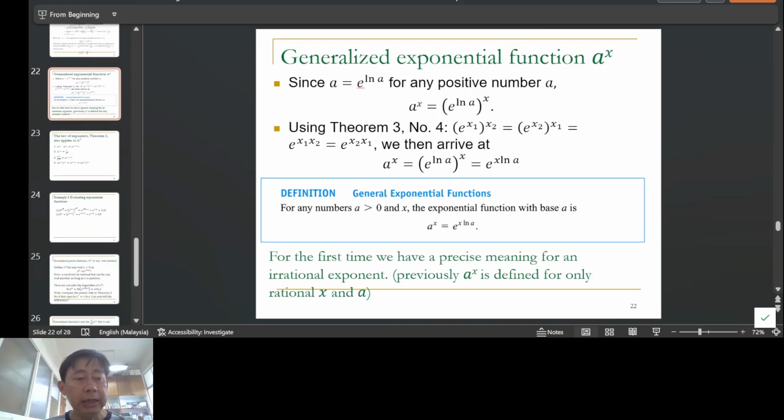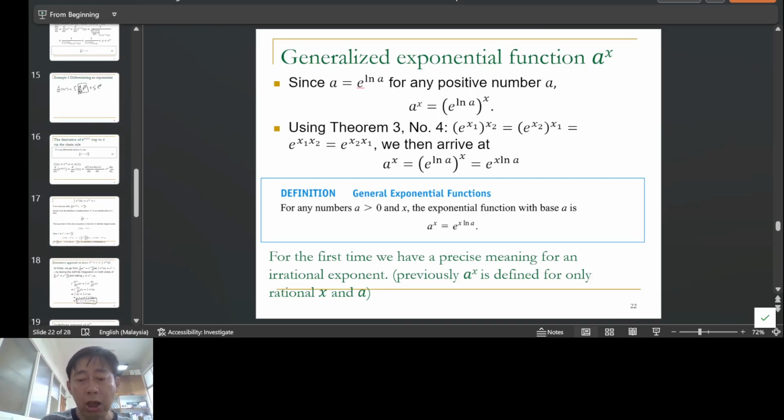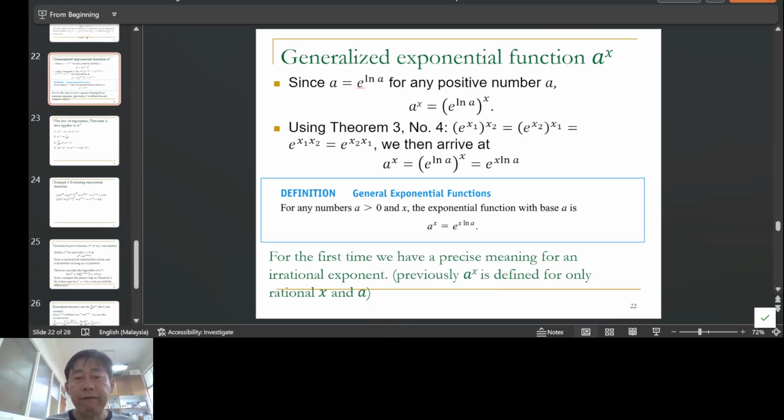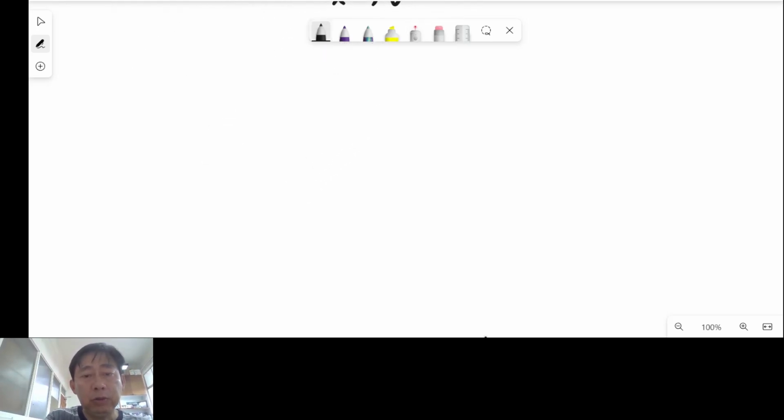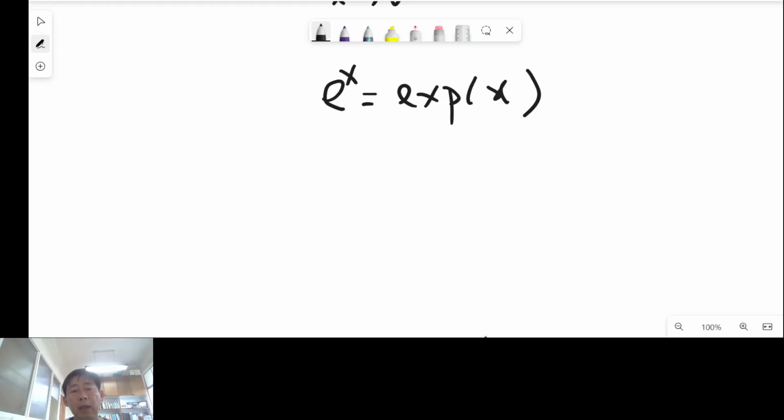So the next slide is about the generalizations of the power function and the exponential function. Okay, so far we have already explained to you what the exponential function is. The exponential function is the inverse of the logarithmic function written in this form. Now, once we have established the definition of the exponential function and it is defined for all real values of x, then we can make use of this exponential function to generalize the exponential function.